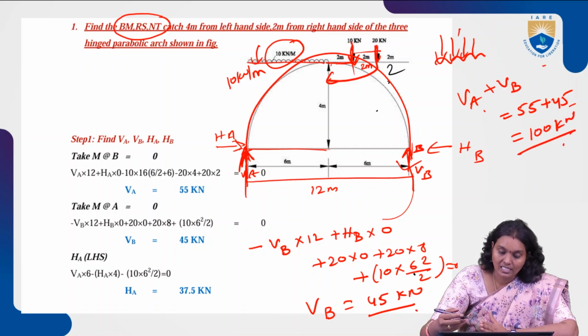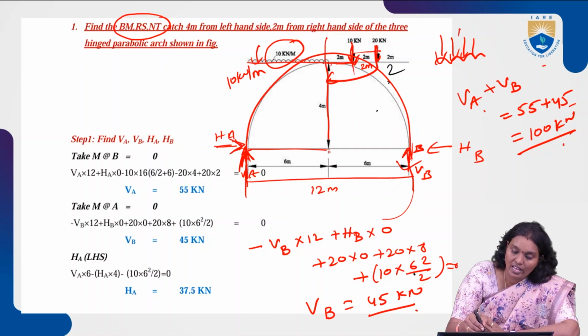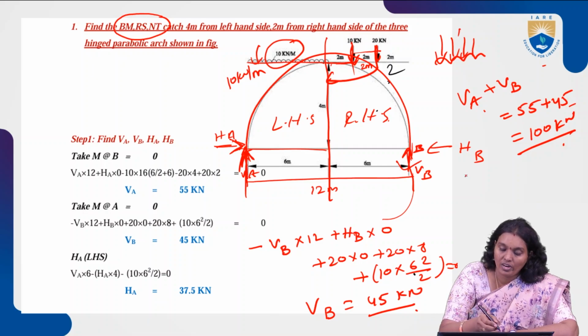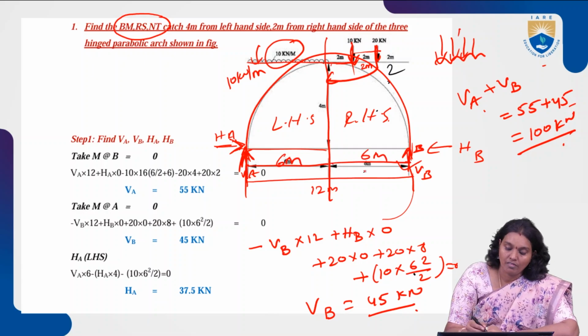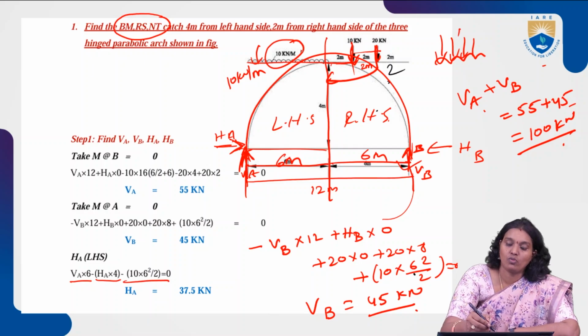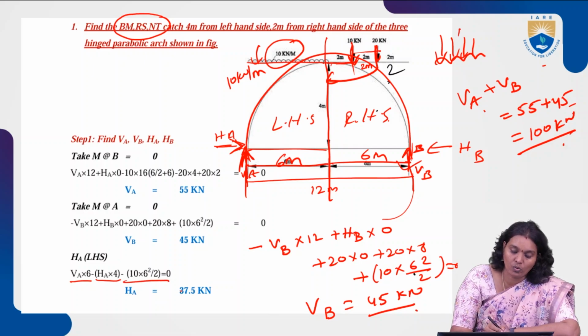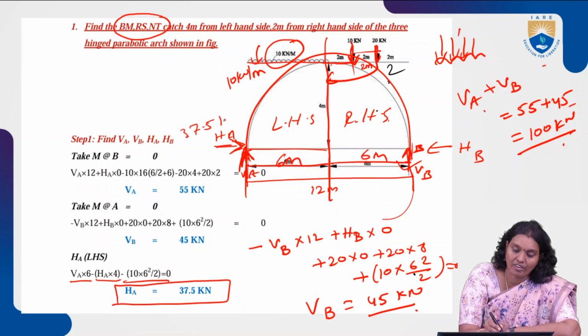After that, we are understanding the horizontal reactions. Only the left hand side we are considering, left hand side and right hand side. So VA only on the left hand side, this portion is equal to 6 meters and this is equal to 6 meters. Total span is 12 meters. From here we find the horizontal reaction, that is VA into 6 minus HA into 4, and the uniformly distributed load 10 into 6 square by 2. So the horizontal reaction at A is equal to 37.5 kilonewtons.